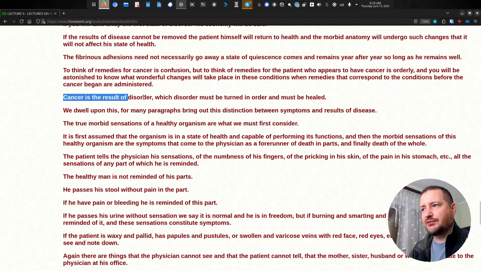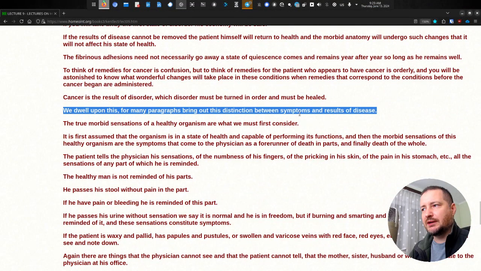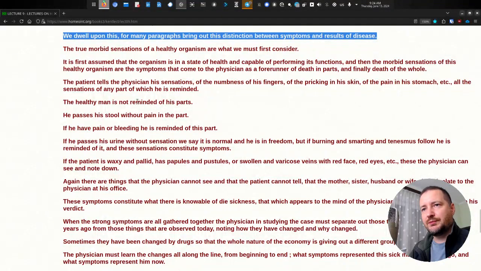What else? Cancer is a result of disorder, which disorder must be turned in order and must be healed. We dwell upon this for many paragraphs, bring up this distinction between symptoms and results of disease. So cancer is just like any other disease. It's a disorder. It's a systemic disorder in the organism. It's not an isolated disease. So the same principle applies. You shouldn't be giving remedies based on the cancer symptoms, but instead you should be giving remedies based on what we talked about.